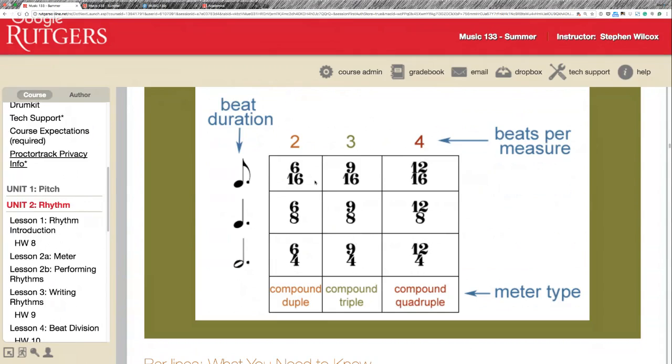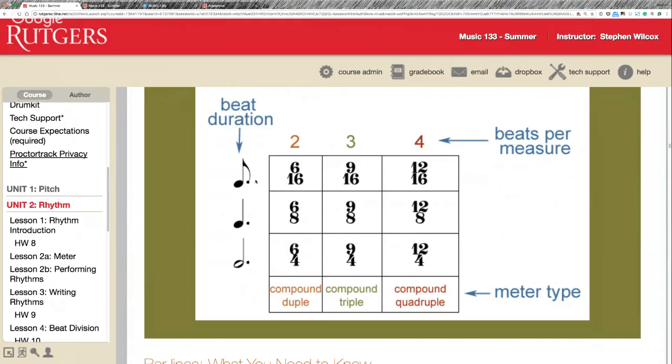So in 2/16, that's really, frankly, the most important element when you're marking bar lines, when you're filling in blanks, when you're trying to figure it all out. 6 16th notes, 9 16th notes, 12 16th notes. You know exactly how many 16th notes there are. But what this does not tell you is what the beat is. So the beat is 3 16th notes.